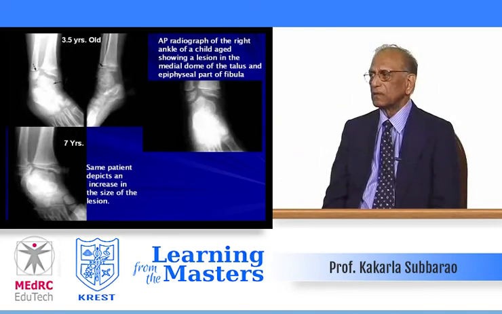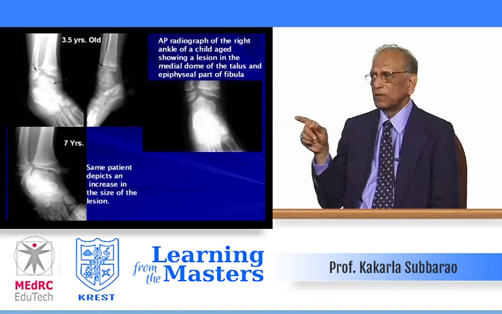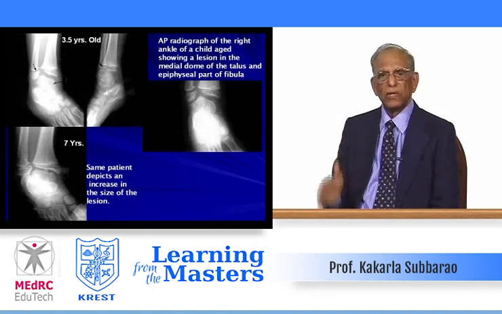This is again an osteochondroma or exostosis arising from the epiphyseal portion. This is what is called Trevor's syndrome. Trevor, T-R-E-V-O-R. AP radiograph of the right ankle of a child showing a lesion in the medial dome of the talus and epiphyseal part of the fibula. Generally it is unilateral.